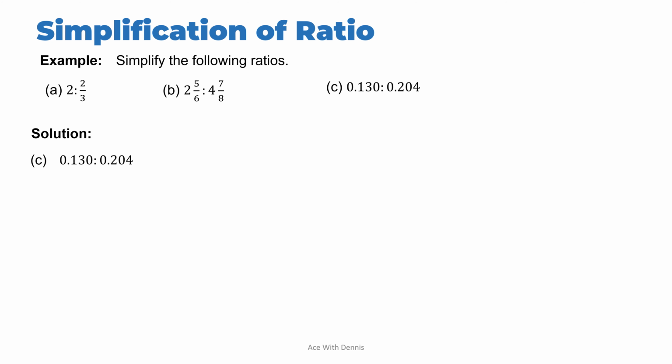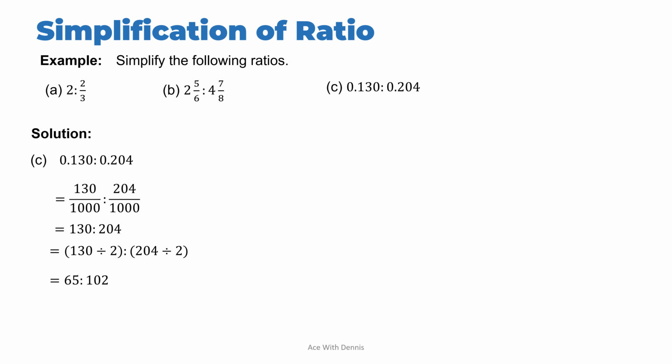For C, the ratio of 0.130 to 0.204. For this example, we see that both quantities are decimals. So we can change them to fractions, which is 130 over 1000 to 204 over 1000. And the ratio becomes 130 to 204. Then we simplify both quantities by dividing by 2. We get 65 to 102.